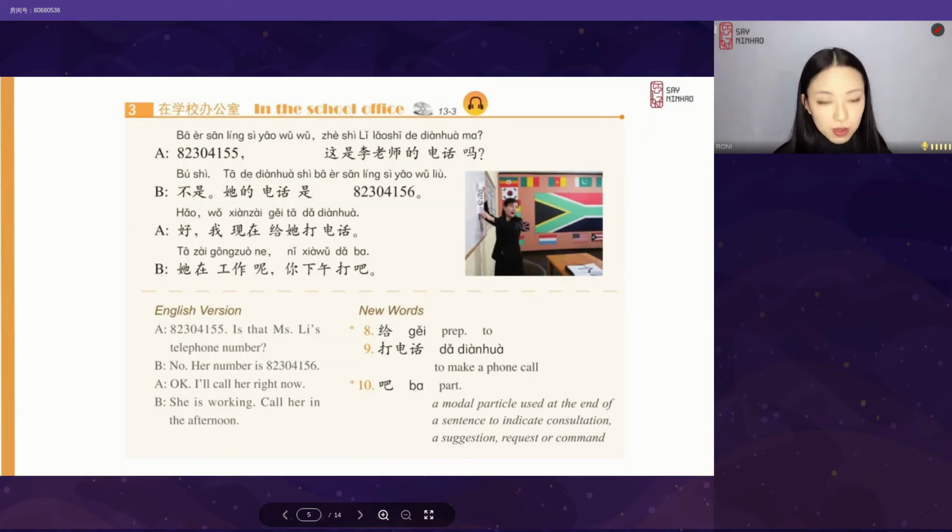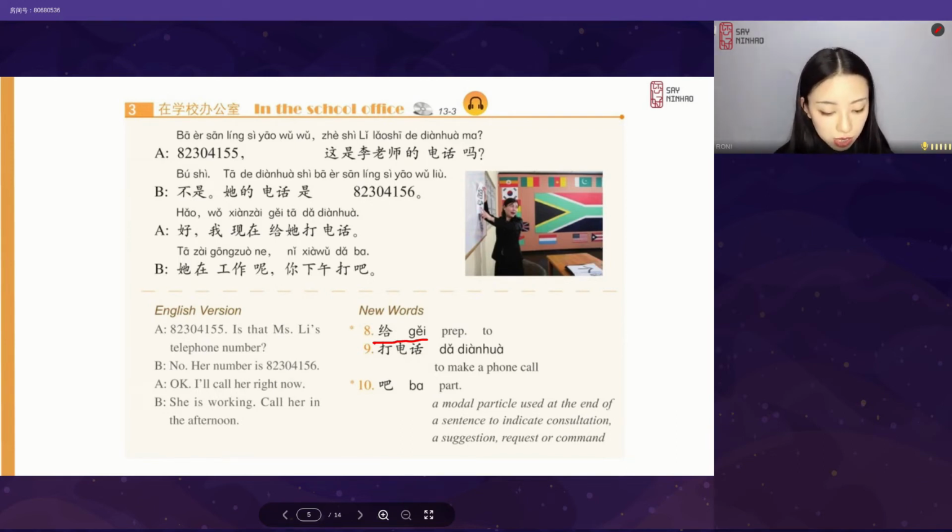Now let's try to read text 3. First, let's see the new words. First one is 给, a third tone word. Read after me, please. 给, it is a preposition. It means to, okay, to. So, actually, this 给 can also be a verb too. And when it is a verb, it means give. But today we're going to learn the preposition meaning of 给, which means to.